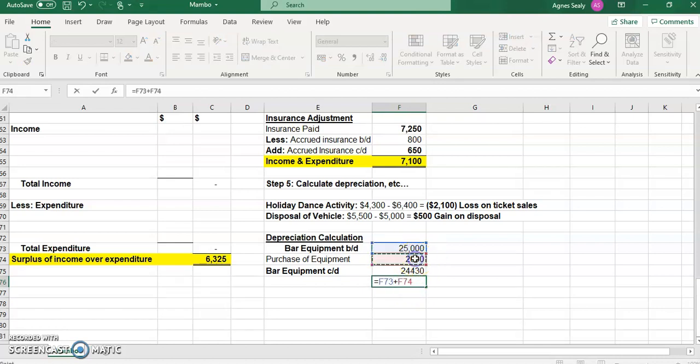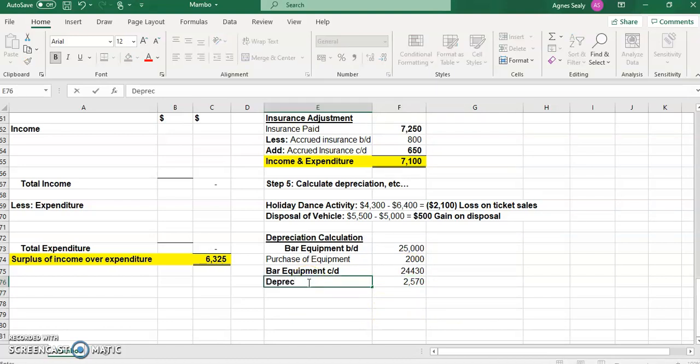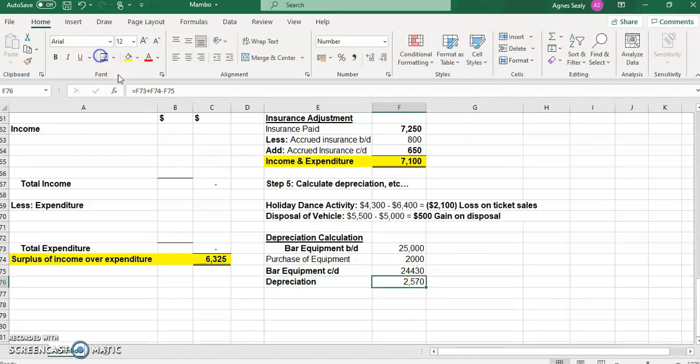25,000 plus 2,000 minus $24,430. I think I did something incorrect. I didn't subtract. Right. So let's go over that again. 25,000 plus 2,000 minus 24,430. That gives us depreciation for our bar equipment of $2,570. So this is the depreciation for the bar equipment.